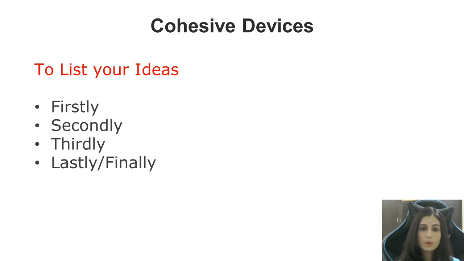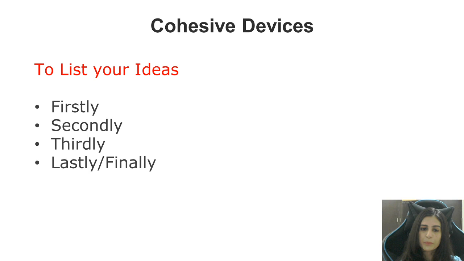These are pretty simple. Whenever you're writing your first idea, you can use firstly. When you write your second idea, you can write secondly, thirdly, fourthly, or finally, or lastly, whatever you want to write for your last idea. Now, the benefit of using firstly, secondly, thirdly, and lastly is that as soon as you start with secondly, the examiner or the reader understands by default that you have ended the first point and you have moved on to the second point.